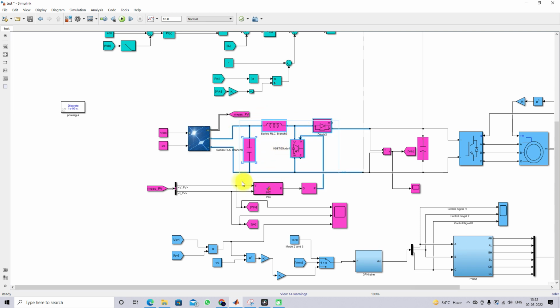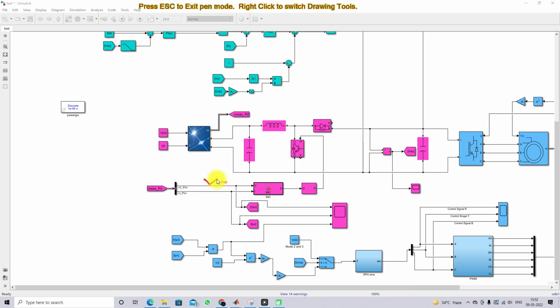This boost converter is controlled by means of the incremental conductance MPPT. We measure the voltage and current of the PV panel, which are processed via INC MPPT, and then via the PWM generator, because the output will be a duty cycle. That controls this IGBT in order to extract the maximum power from the PV panel.